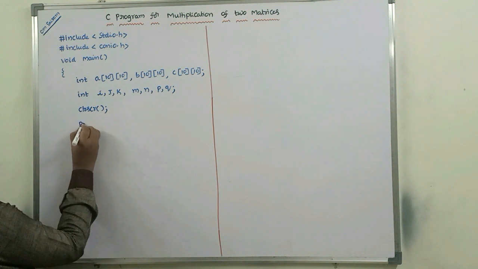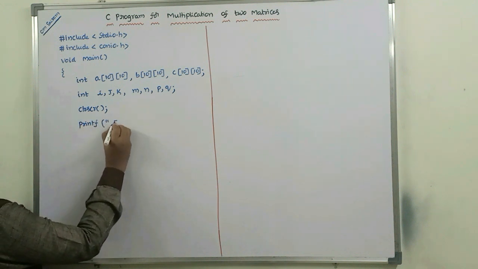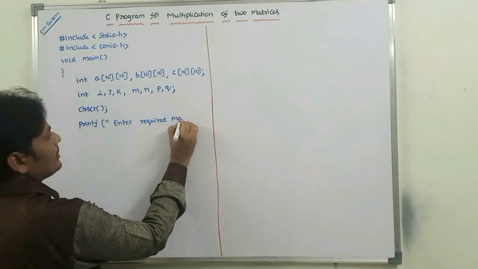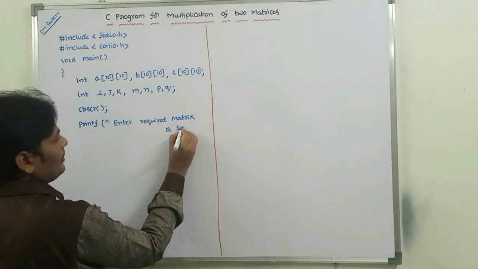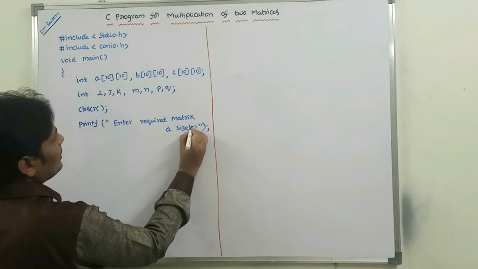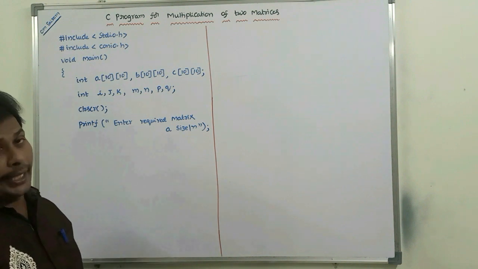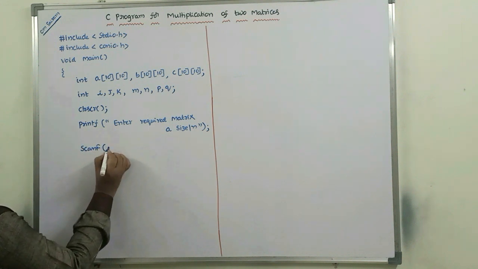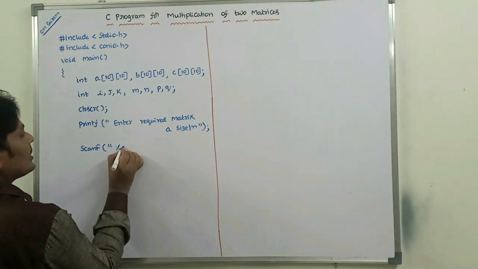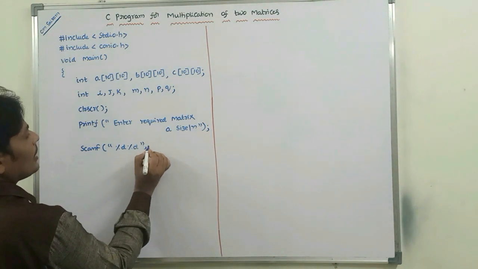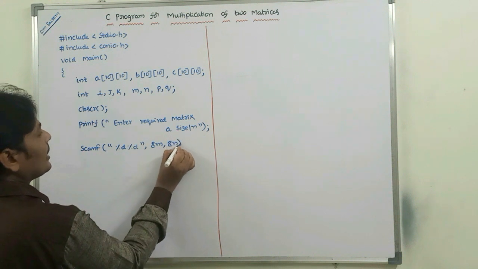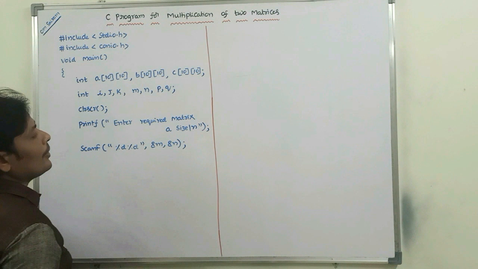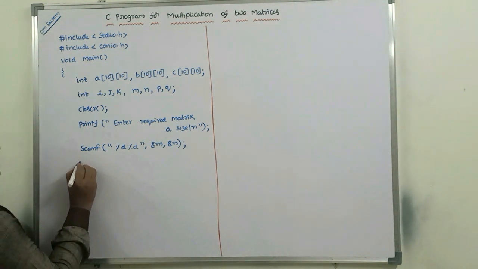Next one, printf, enter the required matrix A size. The available size is 10 by 10, so from the available size we have to take only the required array size of matrix A. The required array size can be read from the keyboard by using the scanf function. So scanf %d %d, double quotes and comma, ampersand m, comma, ampersand n. So m is the rows of matrix A, n is the columns of matrix A.